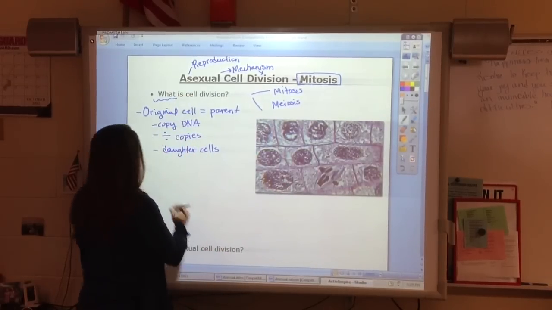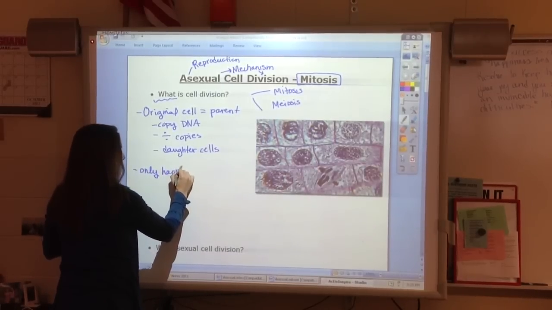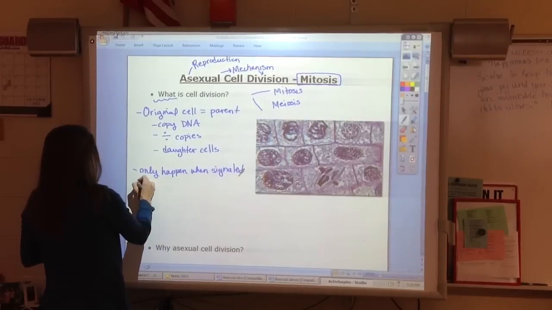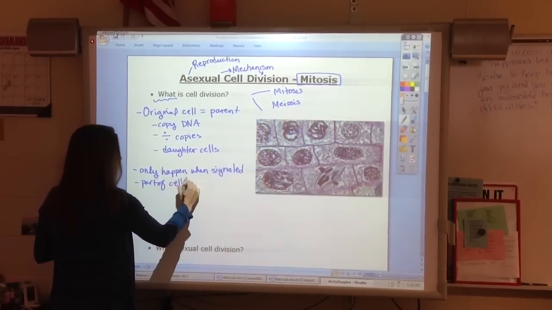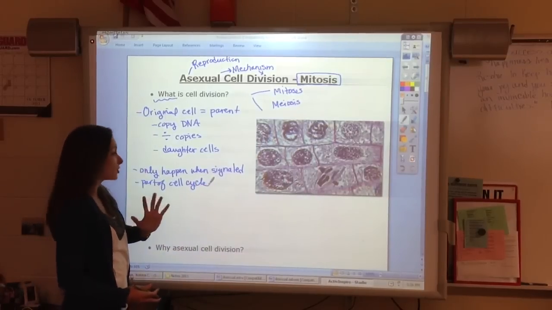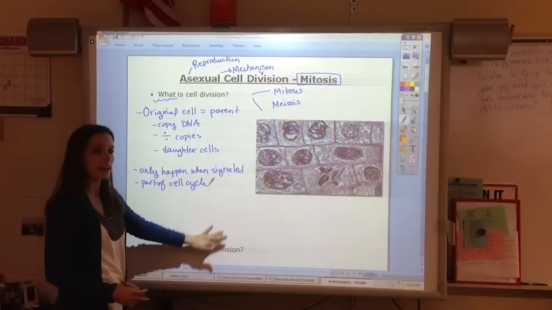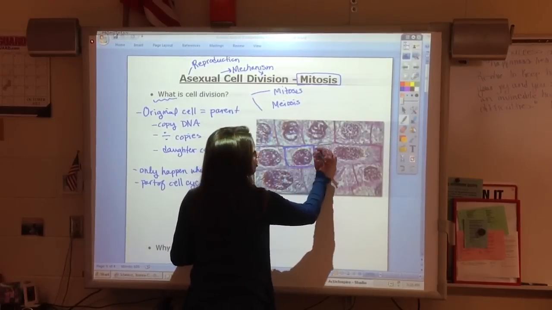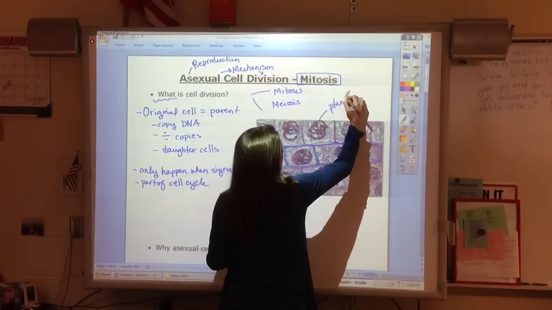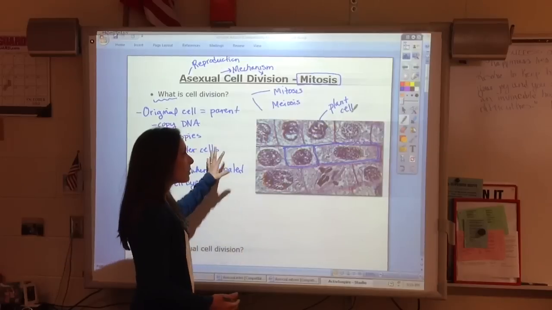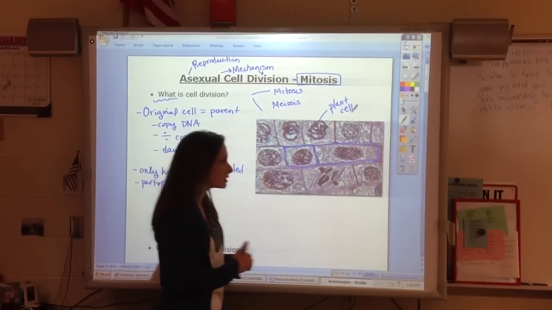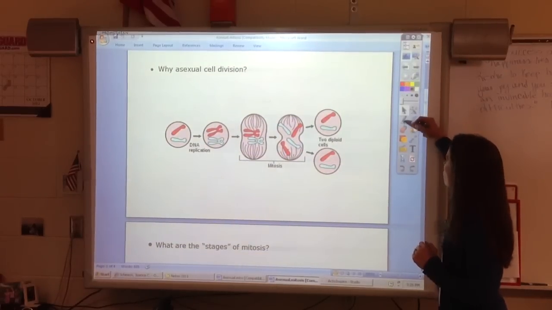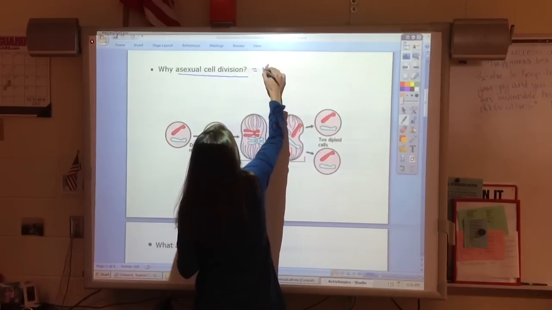What we'll see is that cell division should only happen when signaled. So we're applying cell division to part of the cell cycle, trying to understand what cell division is, when it will happen, and then looking at why and how it should happen. If we look at this picture, we see these very regular shaped cells. This tells us that it's going to be a plant cell. So we'll look at mitosis happening in certain cells, and meiosis happening in certain cells. Mitosis is the form of asexual cell division.